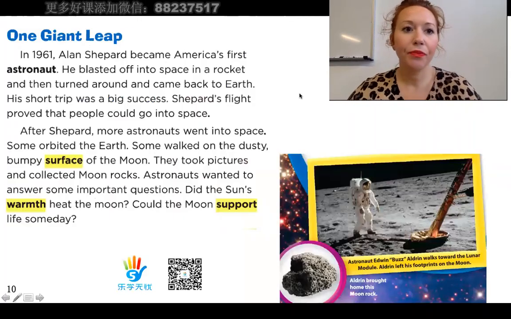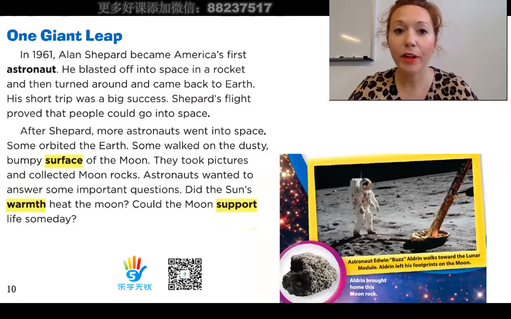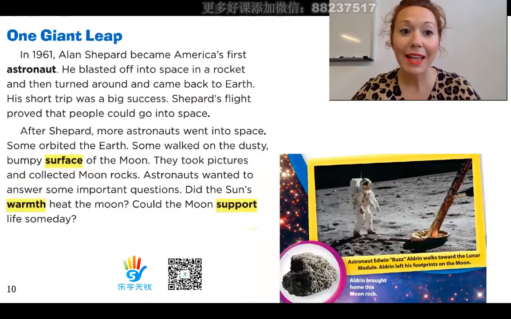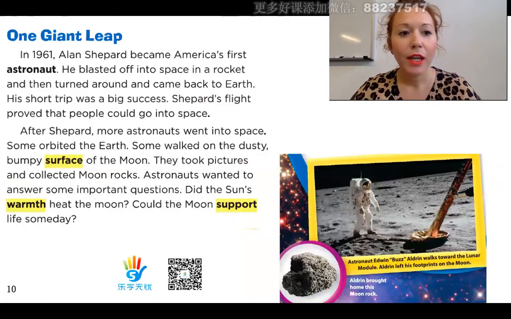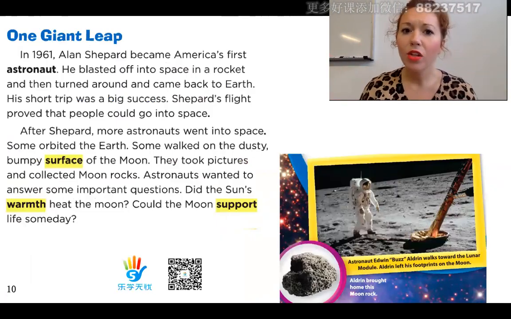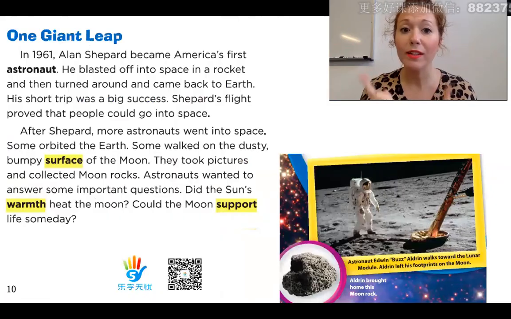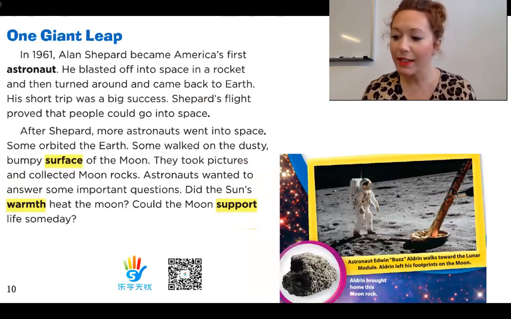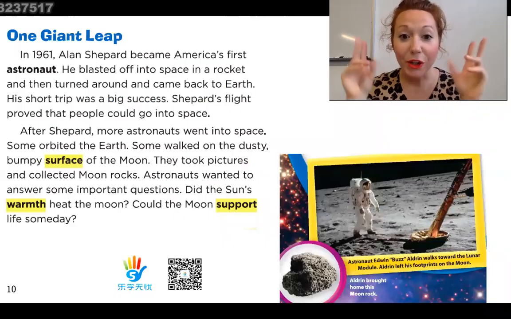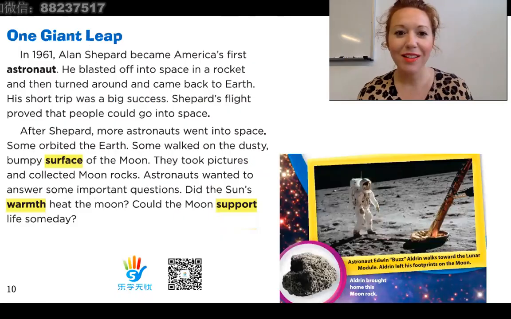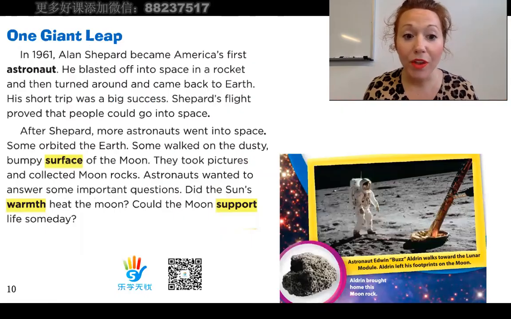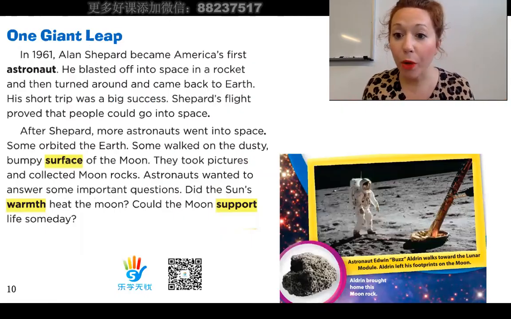One giant leap. In 1961, Alan Shepard became America's first astronaut. He blasted off into space in a rocket and then turned around and came back to Earth. His short trip was a big success. Shepard's flight proved that people could go into space. After Shepard, more astronauts went into space. Some orbited the Earth. Some walked on the dusty, bumpy surface of the moon. They took pictures and collected moon rocks. Astronauts wanted to answer some important questions. Did the sun's warmth heat the moon? Could the moon support life someday?